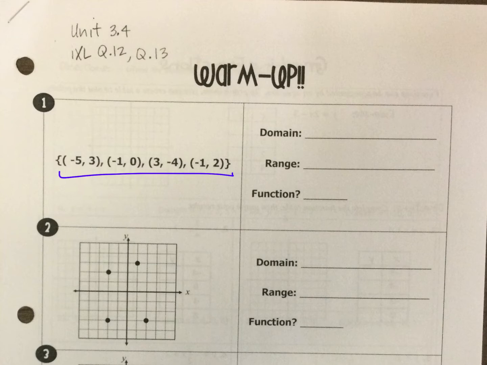In number 2, before you can figure out the domain and range, you need to label the points where they're located. So like this first point is -2, 2. So you'll need to label all your points. Then you can get the domain, the range, and yes or no if it's a function.